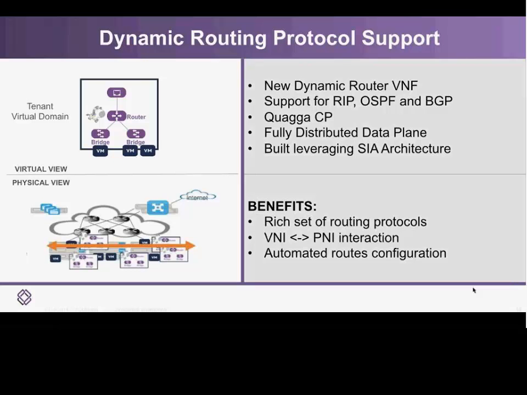The use cases for this are the ability to obviously support all these routing protocols within a virtual domain. It's the ability to interact with the physical infrastructure, doing peering with routers running in the physical infrastructure. And then, some of you have probably configured static routes within our PLUMgrid routers many times. So these obviously take care of that. So we make the configuration fully automated.